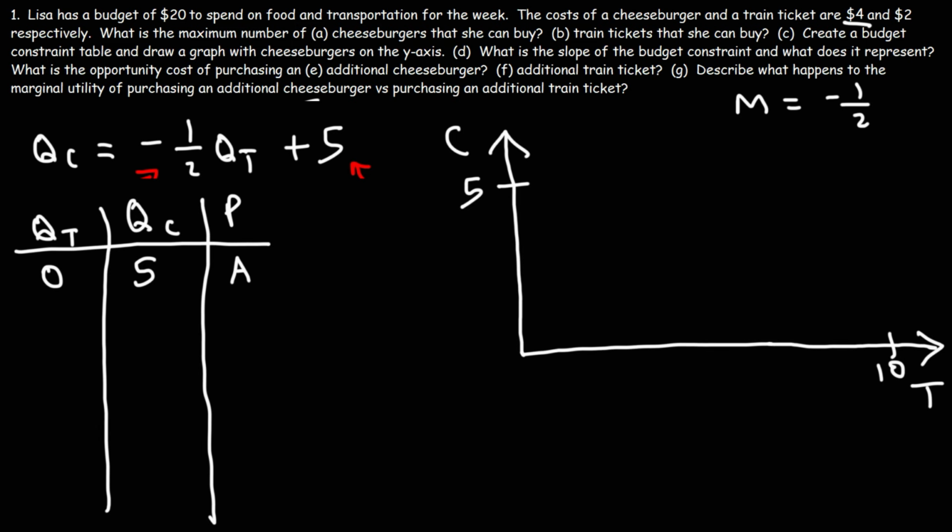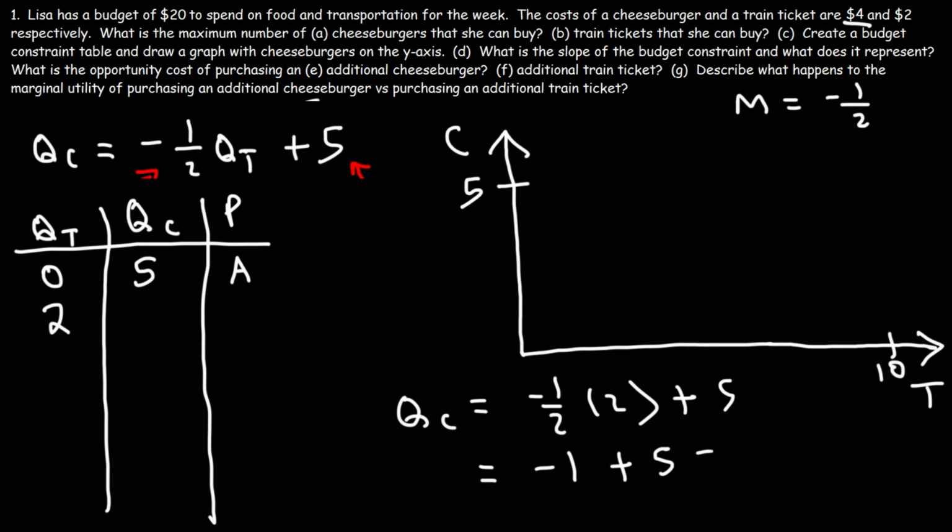Now what is the next point that we should plug in? I wouldn't plug in a 1 because you're going to get a fraction. Notice that the denominator is 2. So instead I would go by 2's. So the next point that I will plot is 2. If you plug that in to QT, you'll get that QC is equal to negative 1/2 times 2 plus 5. Negative 1/2 times 2: 2 times a half is 1, but this is going to be negative 1. So negative 1 plus 5 is 4. So this will give us point B.